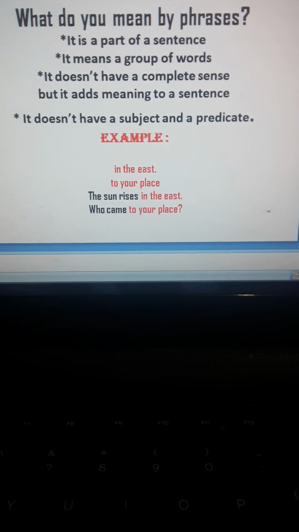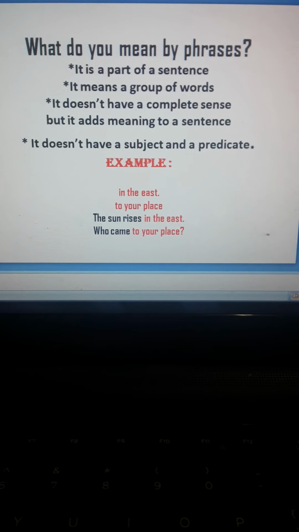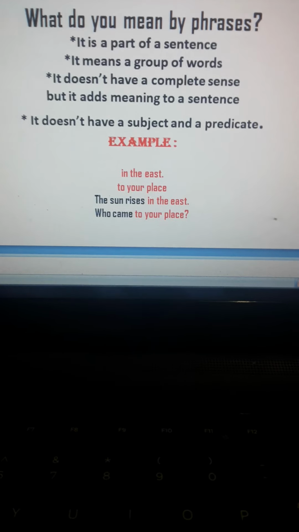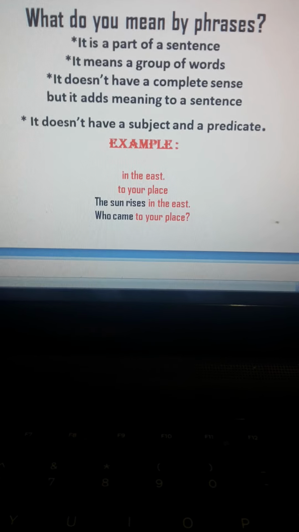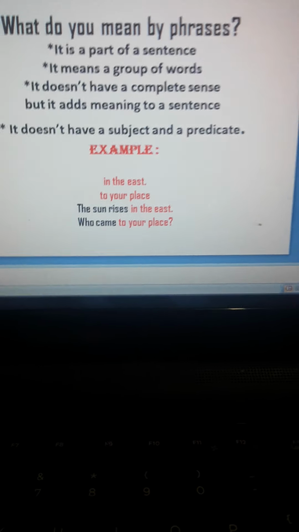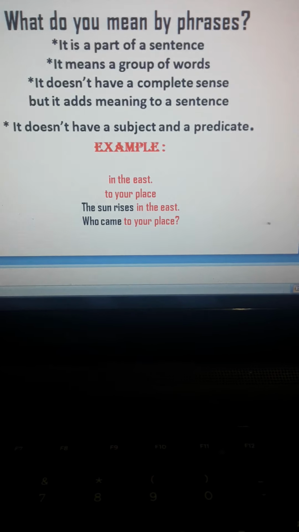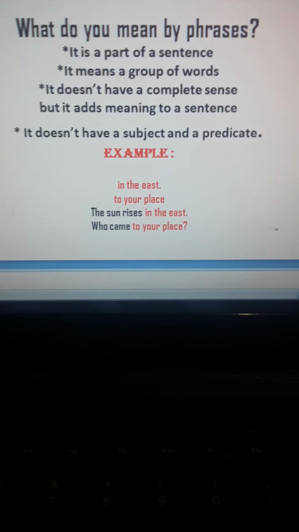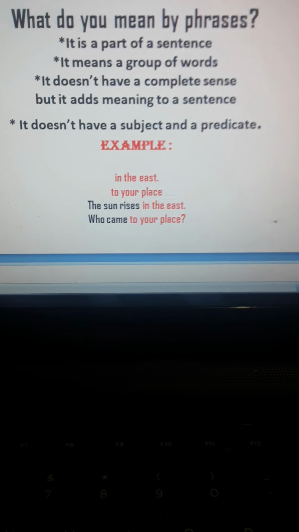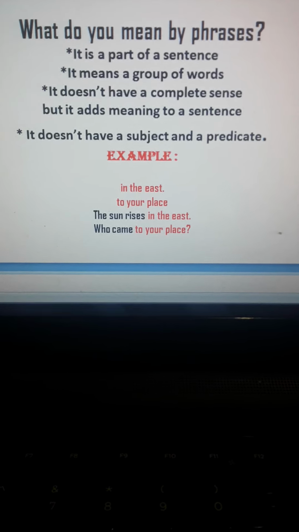In the East. It's a part of a sentence. It is a group of words. It doesn't convey any sense, and it also doesn't have a subject and a predicate. But it adds meaning to a sentence. The sun rises in the east. Hence, we can call it a phrase.